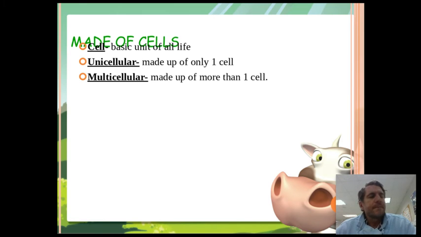All right, the first thing is you're going to be made up of cells. You can be unicellular or multicellular, but you have to be made up of cells. And stuff like viruses are not made of cells. So that's one strike against viruses.